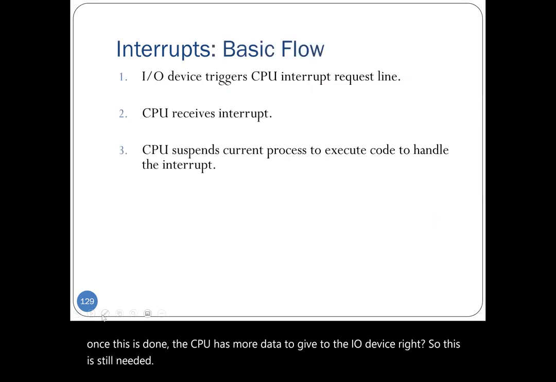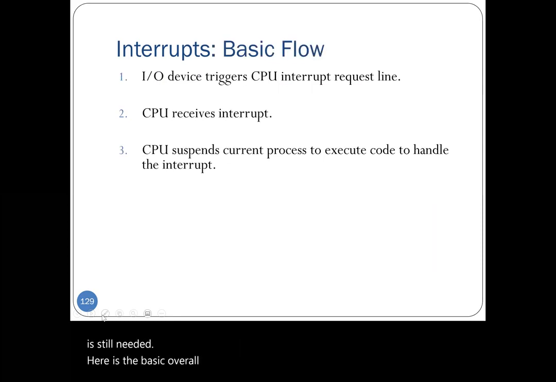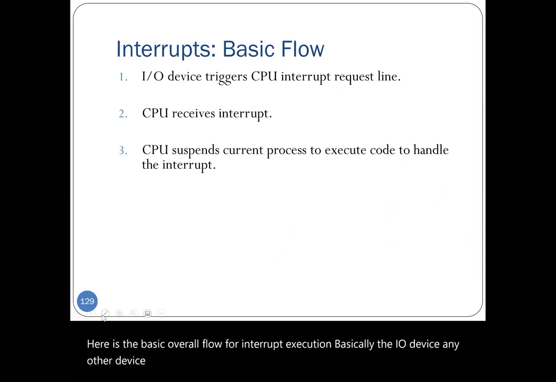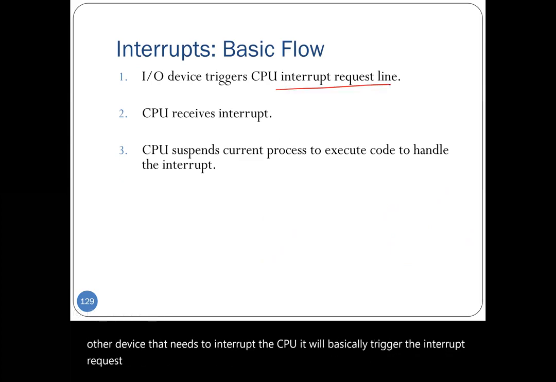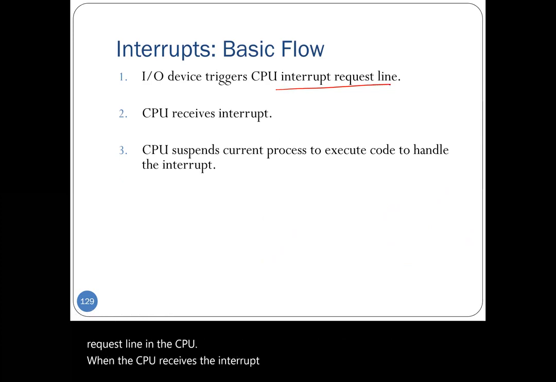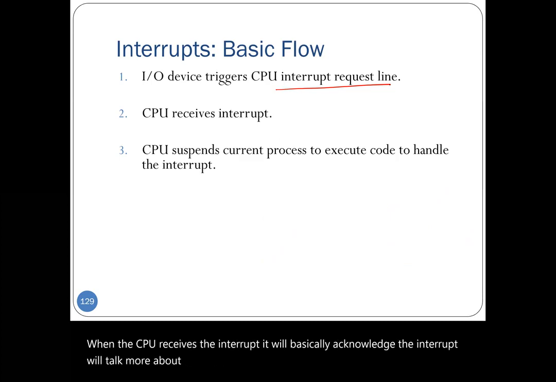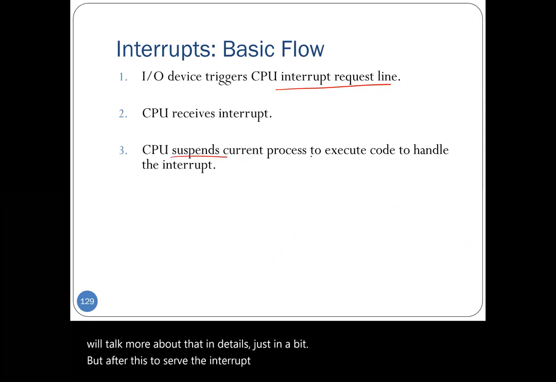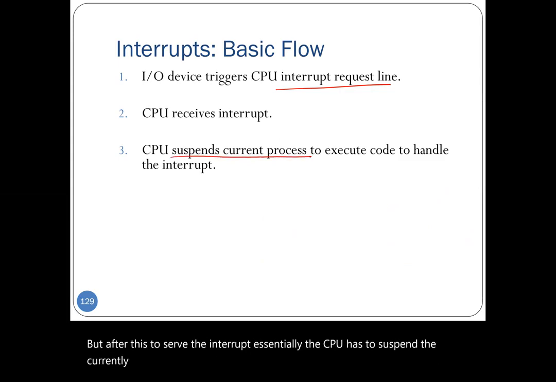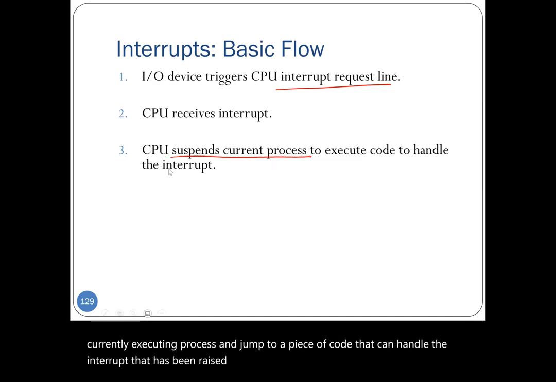Now here is the basic overall flow for interrupt execution. Basically, any IO device that needs to interrupt the CPU will trigger the interrupt request line in the CPU. When the CPU receives the interrupt, it will acknowledge the interrupt. We'll talk more about that in detail in just a bit. But after this, to serve the interrupt, the CPU has to suspend the currently executing process and jump to a piece of code that can handle the interrupt that has been raised. So that's essentially the third step here. So that is the high level flow.